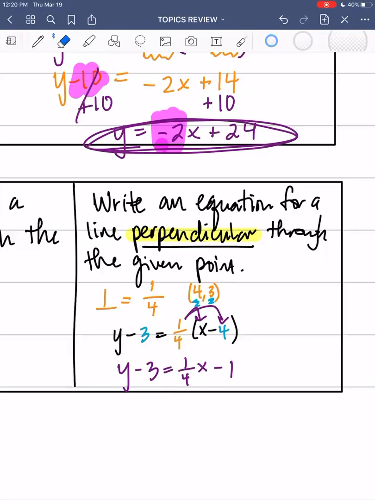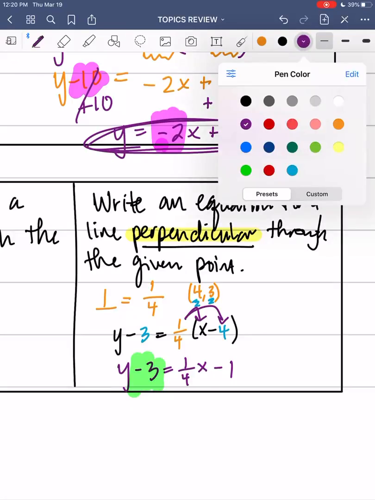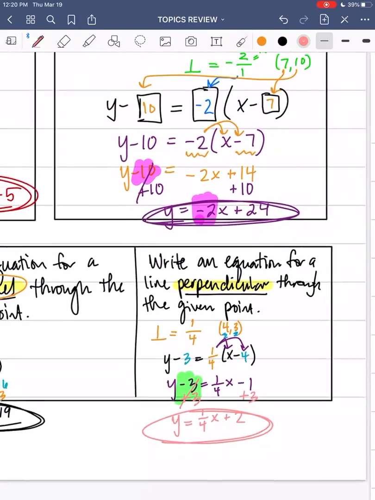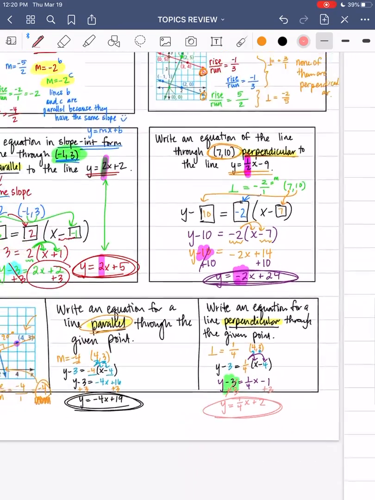Okay, last thing we have to do, we have to move this -3 away from the y to get it into slope-intercept form. So let's use pink again, I like that. We do +3, +3, and our final answer is going to look like y equals 1/4 x, -1 plus 3 is +2. There we go. y equals 1/4 x plus 2.